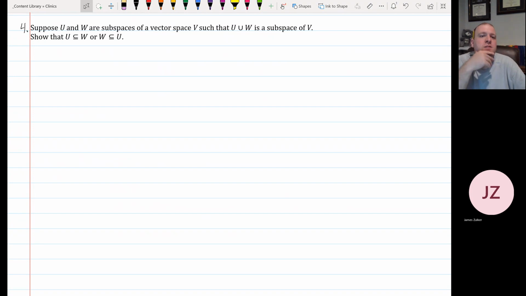All right, so suppose that U and W are subspaces of a vector space V such that the union of U and W is also a subspace of V. We need to show that either U is a subset of W or W is a subset of U.